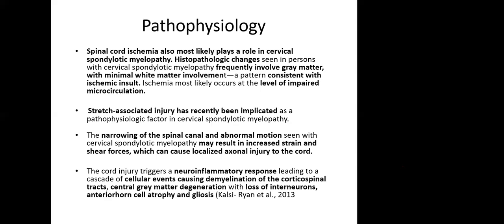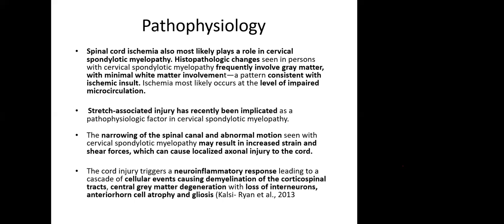Spinal cord ischemia has also been found to play a role in the pathophysiology of cervical spondylotic myelopathy. This is because histologic changes seen in persons with CSM frequently involve the gray matter, while less commonly affecting the white matter, which is a finding consistent with ischemic insult. And it's been shown that the ischemia most likely occurs at the level of impaired microcirculation.